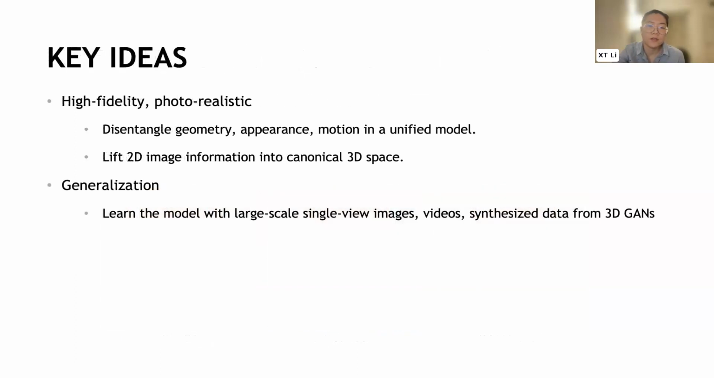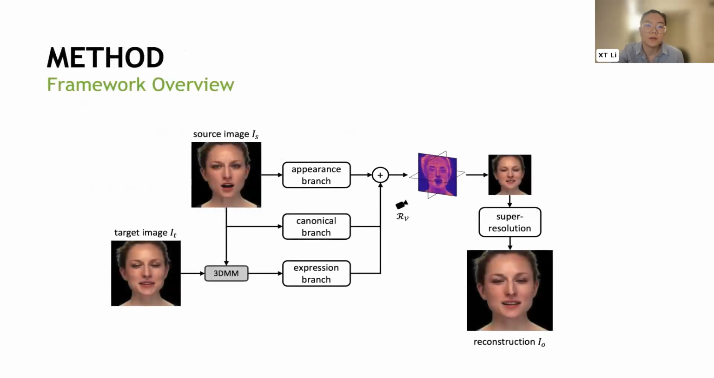To resolve these challenges, the key idea we have is to disentangle the geometry, appearance, and motion in a unified model. And then we learn the model with a large number of single view images, videos, and also synthesized data from 3D GANs. So that during inference, it only requires a single view image as input. And here is the overview of the framework. It includes 3 branches to model the geometry, texture, and expression respectively. I will introduce each branch in detail.